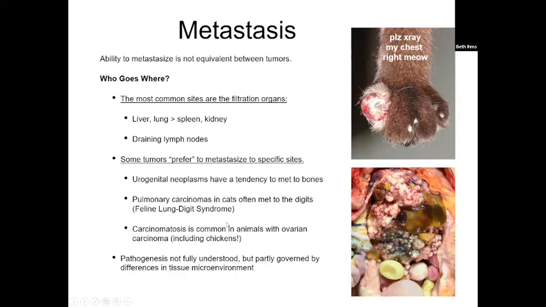Carcinomatosis is really common in animals with either ovarian or pancreatic carcinomas. I had a pancreatic one for you in lab for the cat. Here's an ovarian one in a chicken. So that's that transcoelomic spread. All these little nodules in the coelom are carcinoma.